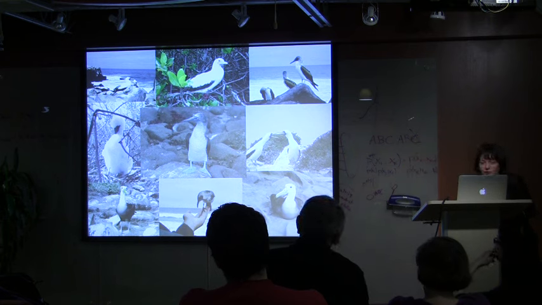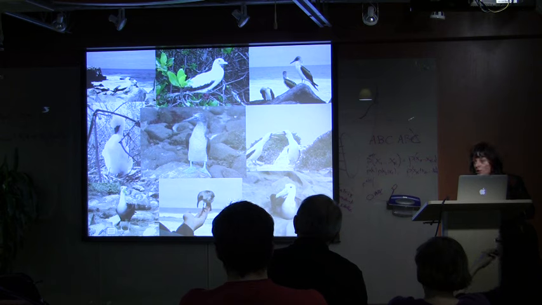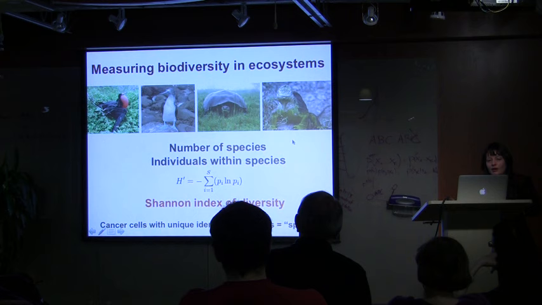You see this one has really red feet, and these have really blue feet. These are the red-footed booby and the blue-footed booby. This is a waved albatross, which only nests in the Galapagos, on Española island. And then these are the other types of boobies. They're really beautiful. So anyway, coming back to science.